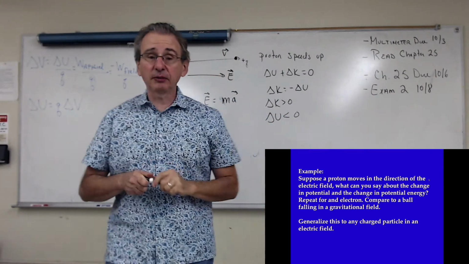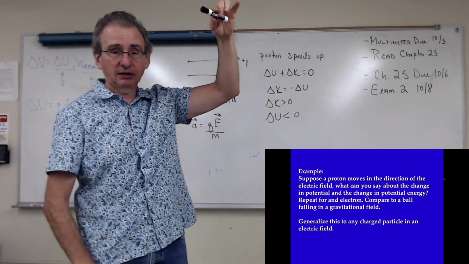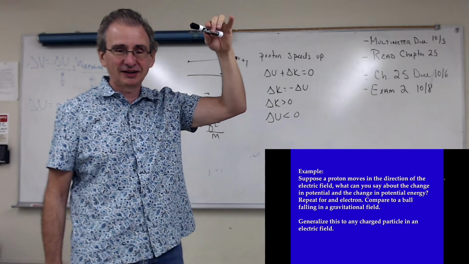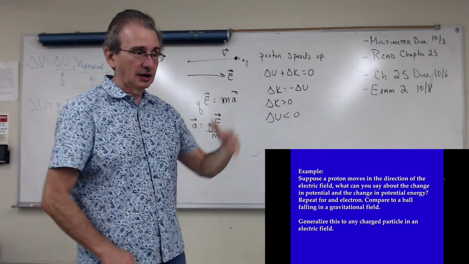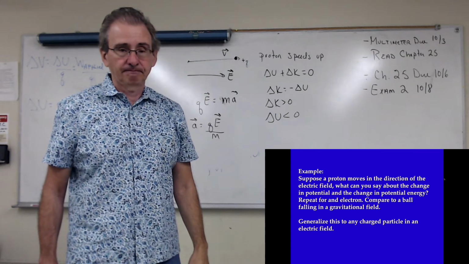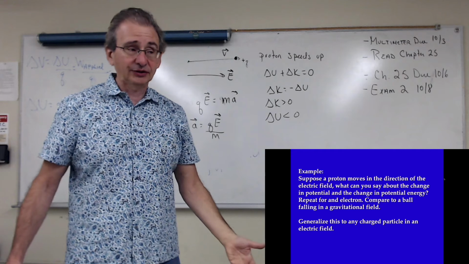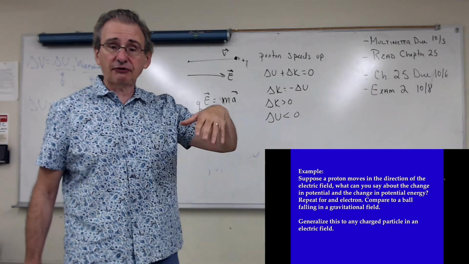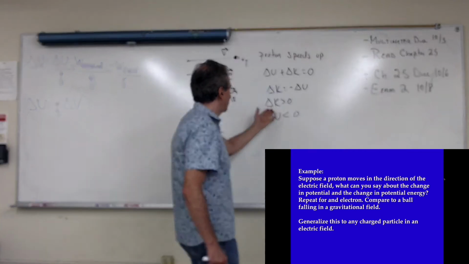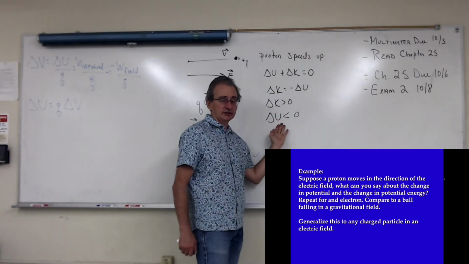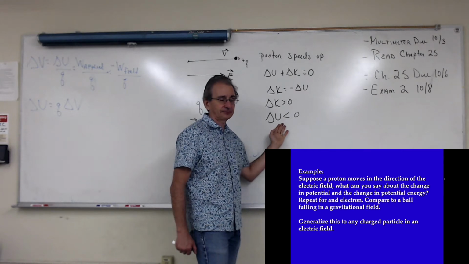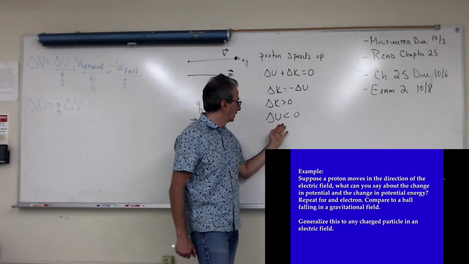You should be familiar with this, because if I take an object, like this marker, raise it off the surface it was on, and drop it, it speeds up. What happens to its potential energy? It decreases. As the object falls, the potential energy decreases, because it's speeding up. When the proton speeds up, the potential energy will decrease. It's just a different scenario. So delta U is less than 0.